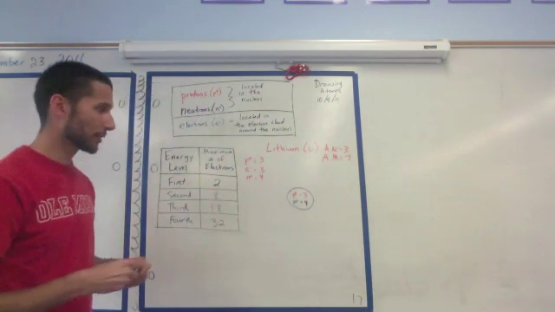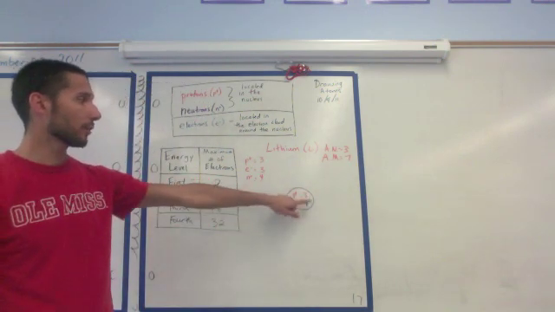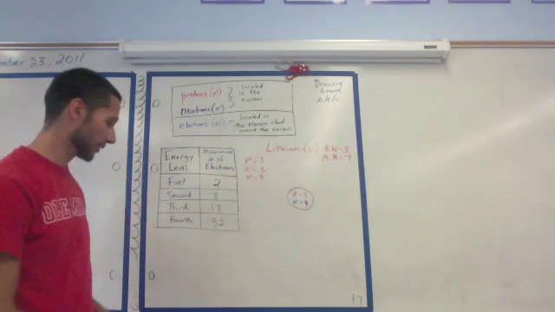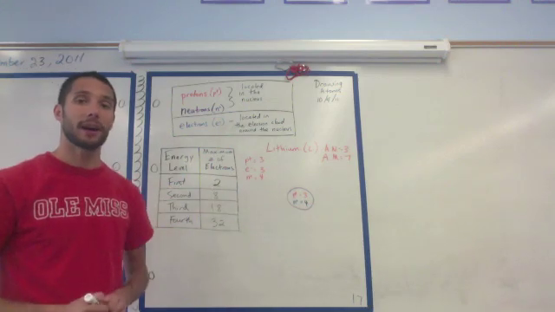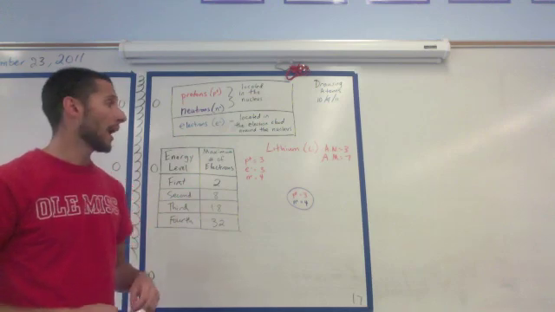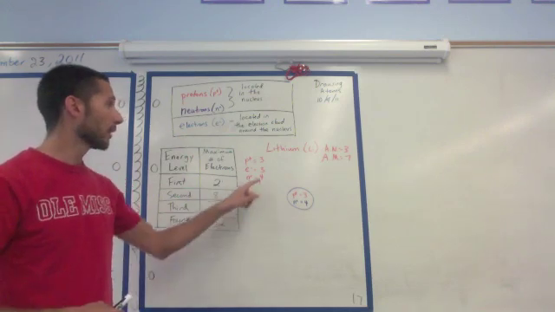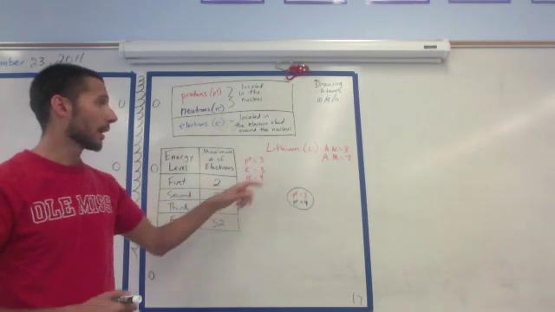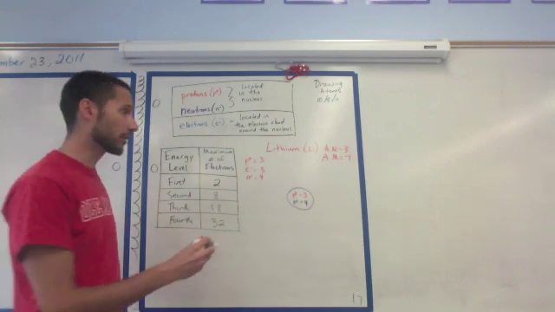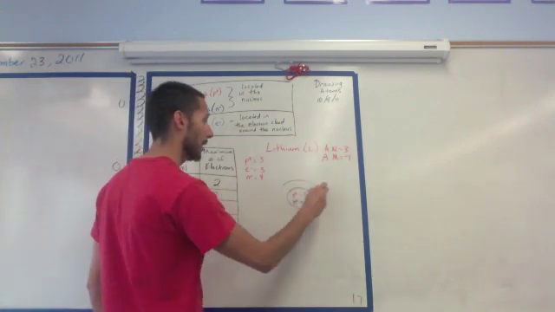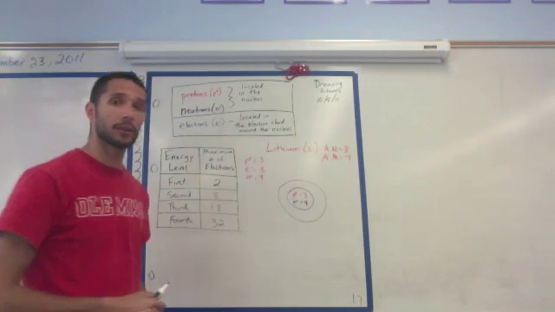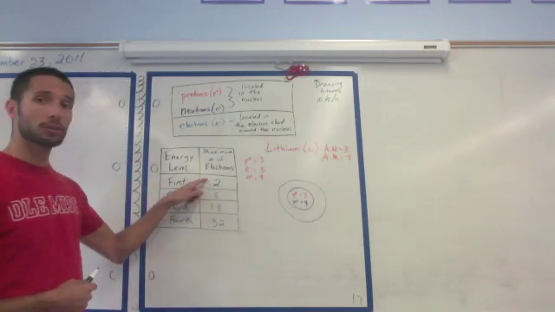Okay, so there's my nucleus. My nucleus contains 3 protons and 4 neutrons. Now I need to place my electrons. So, how many total electrons are there? There are 3 electrons. How many can fit in the first energy level? Can I put all 3 in the first energy level? No, because it can only hold 2 electrons.